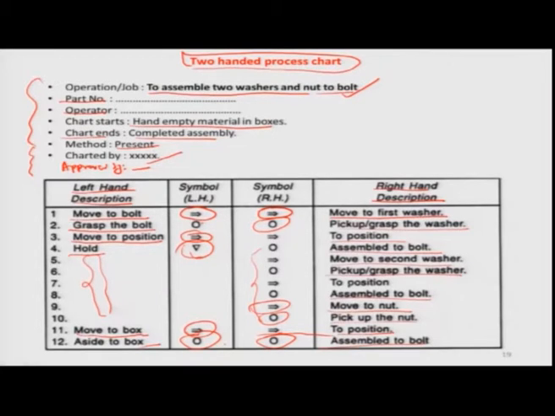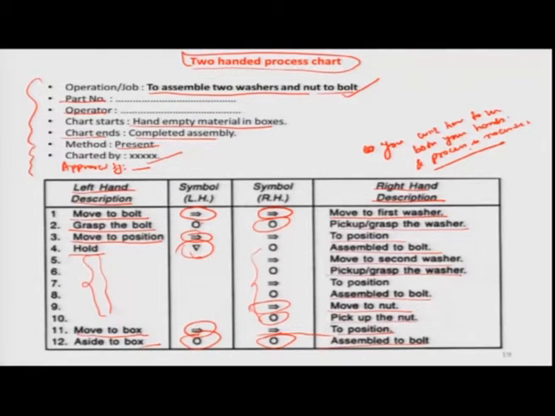Okay. So, here you can see that you will have to use both hands and the process is recorded.